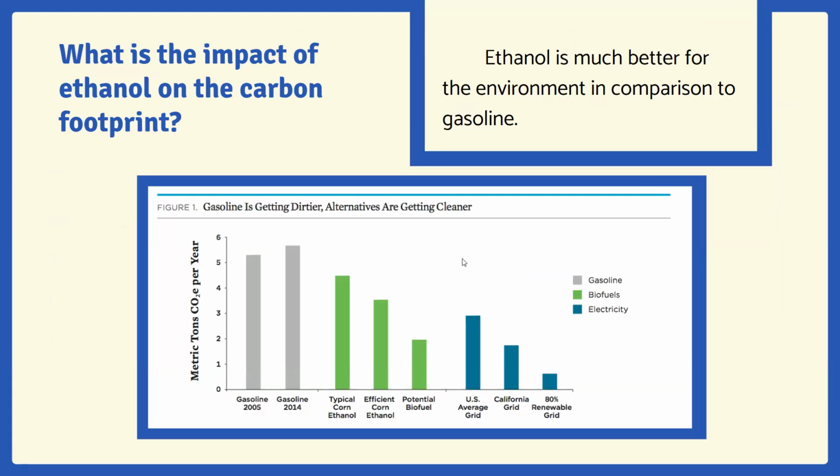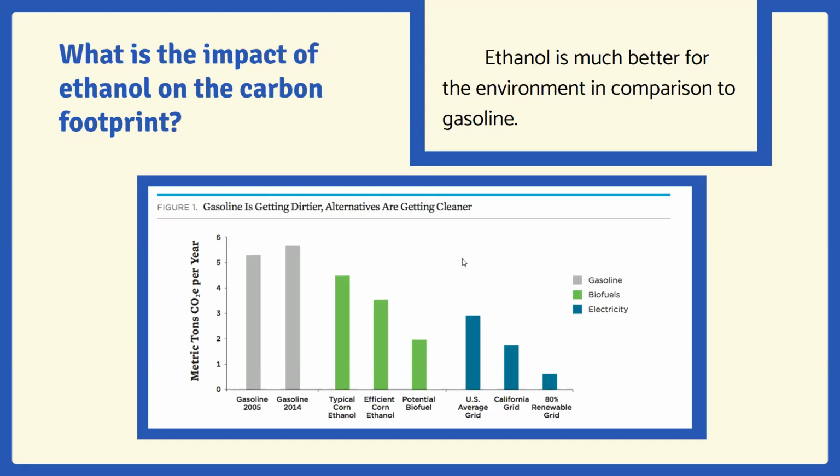What's the impact of ethanol on the carbon footprint? Compared to gasoline, ethanol cuts greenhouse emissions by about 50%. An experiment done by the University of California showed that replacing E10 with E15, so even just a little bit more ethanol, reduced particulate matter emissions by 18%, reduced hydrocarbon gas emissions by 5 to 8%, reduced carbon monoxide emissions by 17%, and reduced nitrogen oxide emissions by 3%.